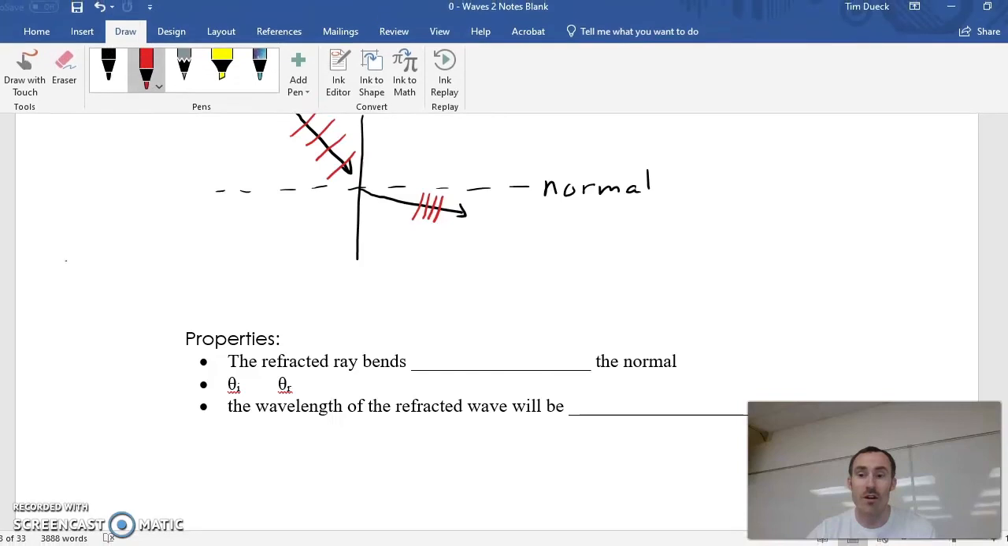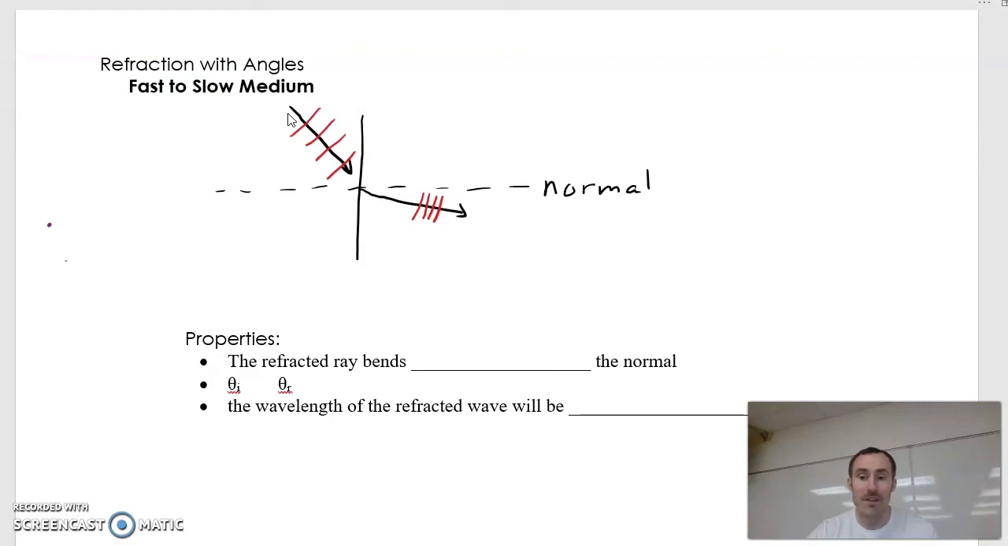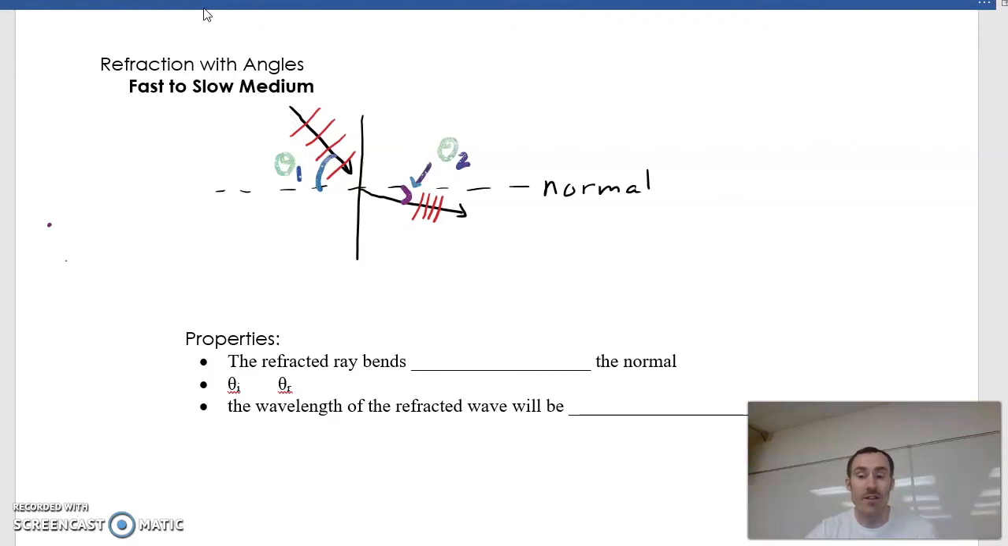We also want to draw the angle. So the angle we're talking about, or the angle of incidence, is the angle between the ray and the normal line. That would be this one right over here. So this would be called theta 1, or sometimes theta I, angle of incidence. The angle of refraction is this one right here. That angle is called the angle of refraction, or theta 2. Okay, so notice that the angle is getting smaller, and we're going to need to remember that.